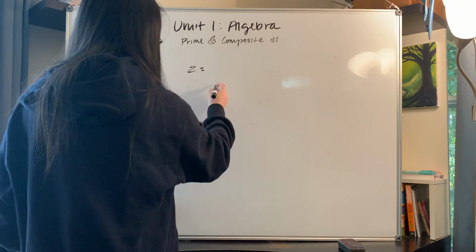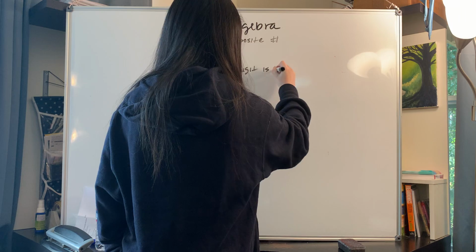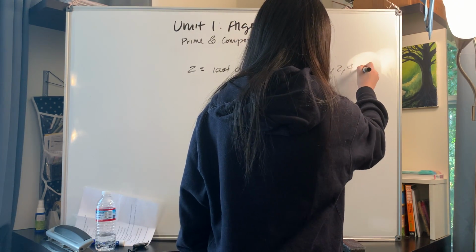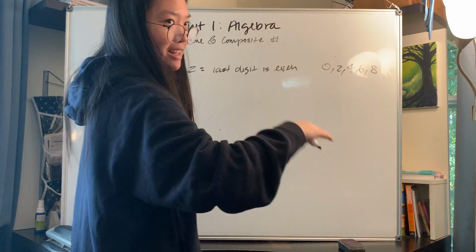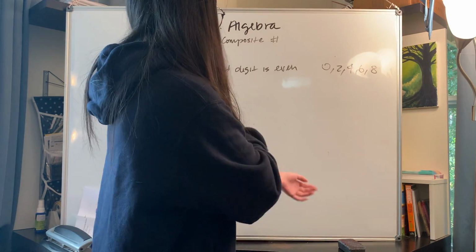A number is divisible by 2 if the last digit is even. The even digits are 0, 2, 4, 6, and 8. So if the last digit is one of these digits, then that means it's divisible by 2. And that's pretty intuitive, I think.